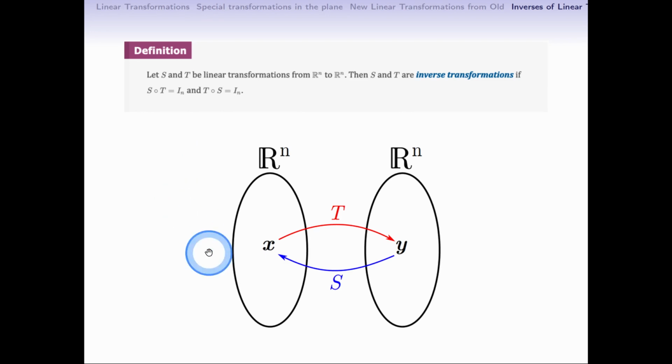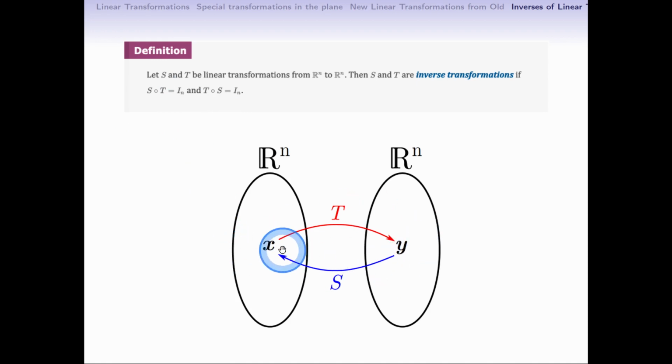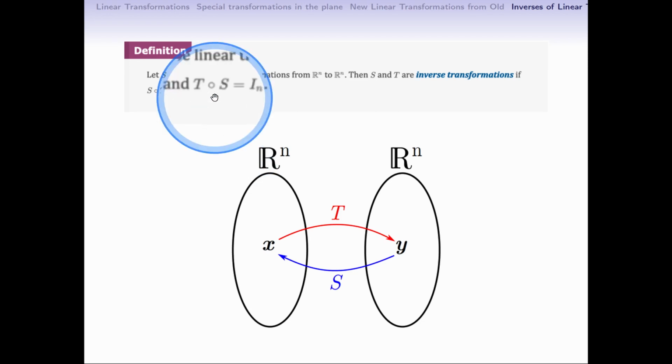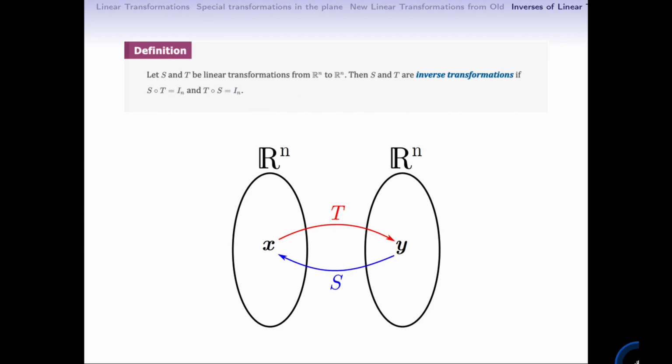So for example, if the transformation T takes the vector x to the vector y, then the transformation S takes the vector y back to the vector x. So that's what it means to say S composed with T is the identity transformation. X goes to y, back to x. Now likewise, if S takes the vector y to x, then T takes that vector x back to y. And that's what it means to say that T composed with S is the identity transformation. T and S have the property that they undo the work of each other.